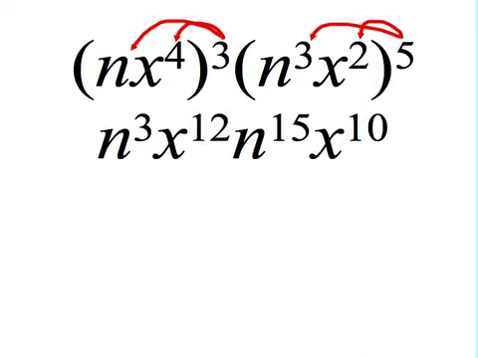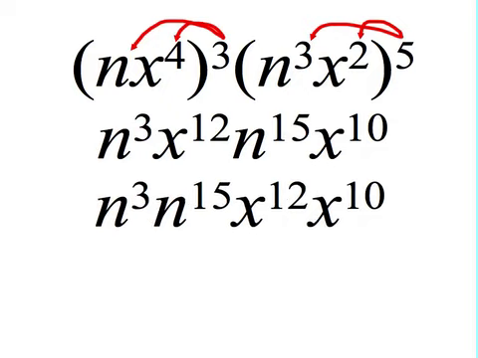We have a 1 times 3 to get the n to the third. We have a 4 times 3 to get x to the 12th. We have a 5 times 3 to get n to the 15th, and a 2 times 5 to get x to the 10th. We apply the commutative property, and we choose to write our variables alphabetically. We have the 2 powers of n together and the 2 powers of x together.